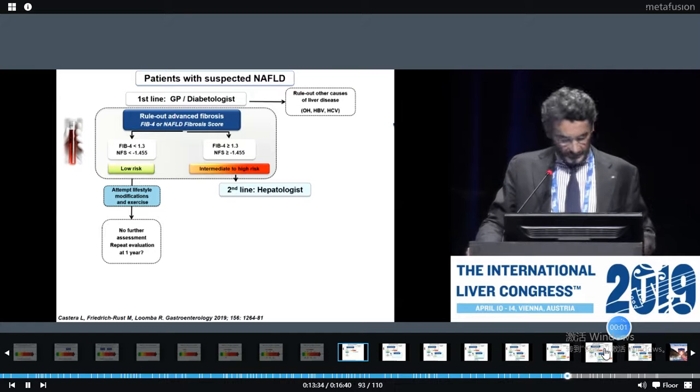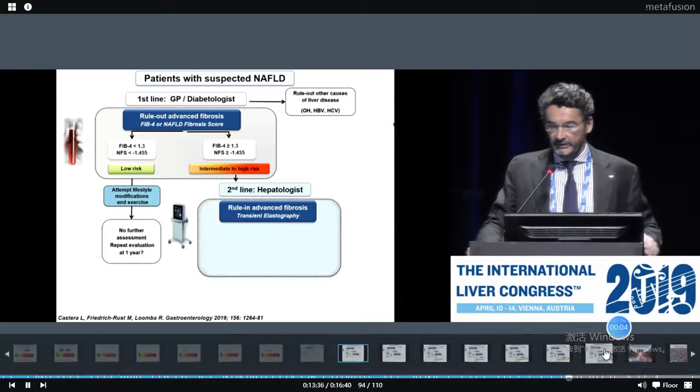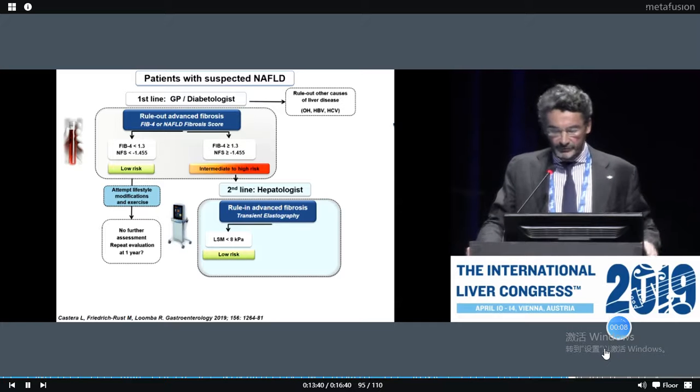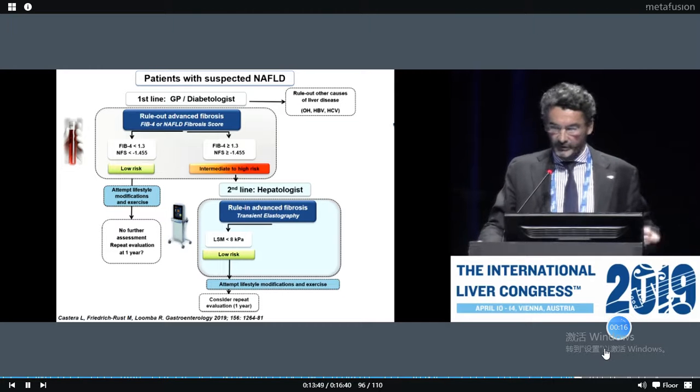So now back to our practice. We are going to use transient elastography, and I've shown you that if you use the 8 kilopascal cutoff, the risk is very low for advanced fibrosis F3, F4, and of course for cirrhosis. And of course, you can follow your patients and attempt lifestyle modification and exercise.